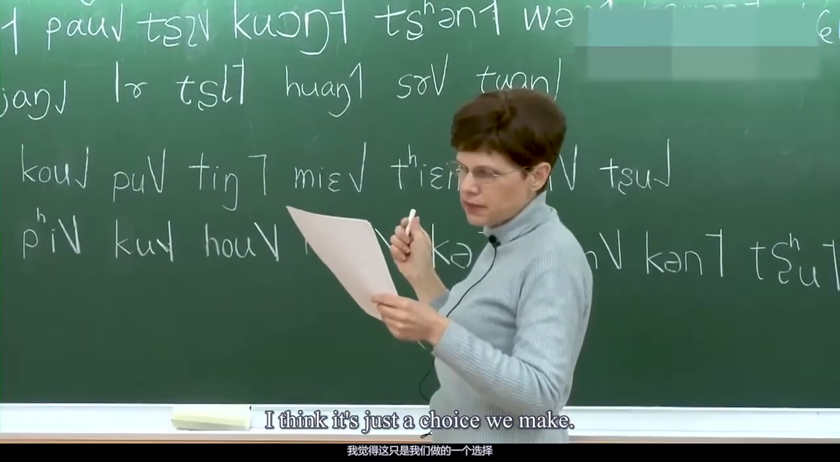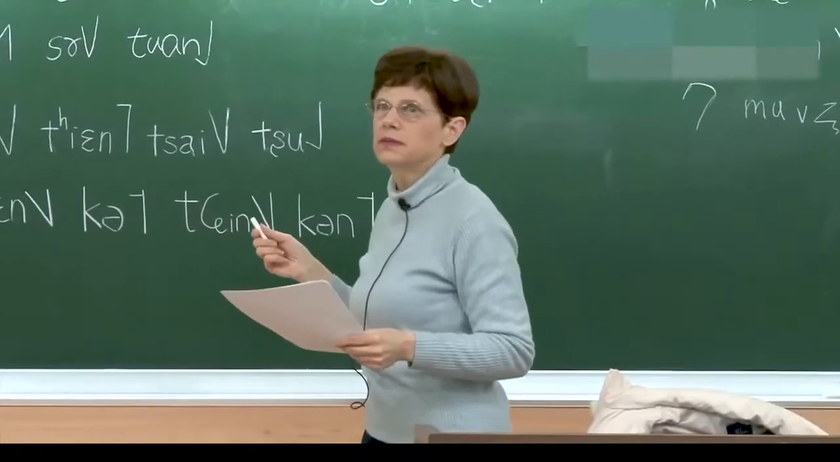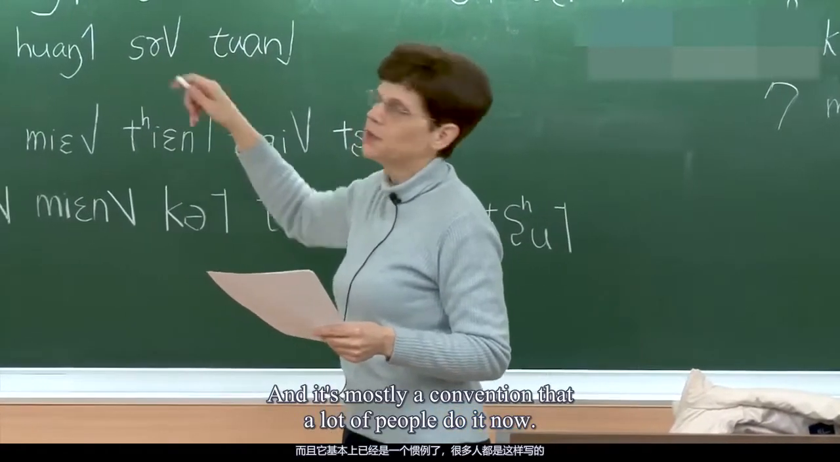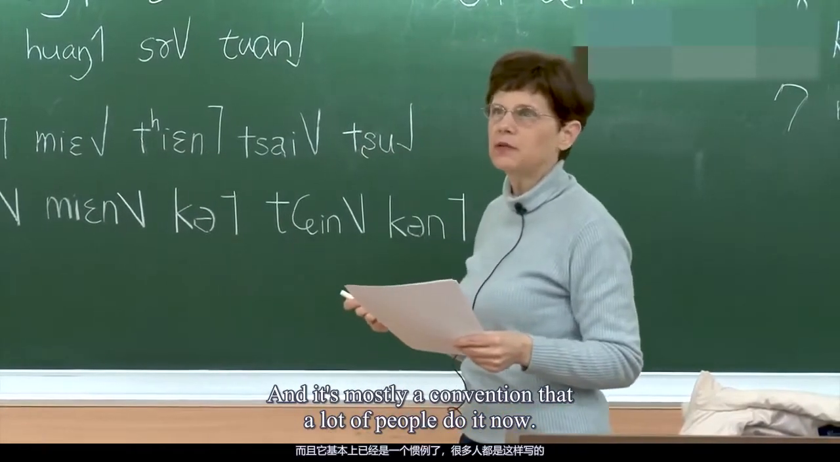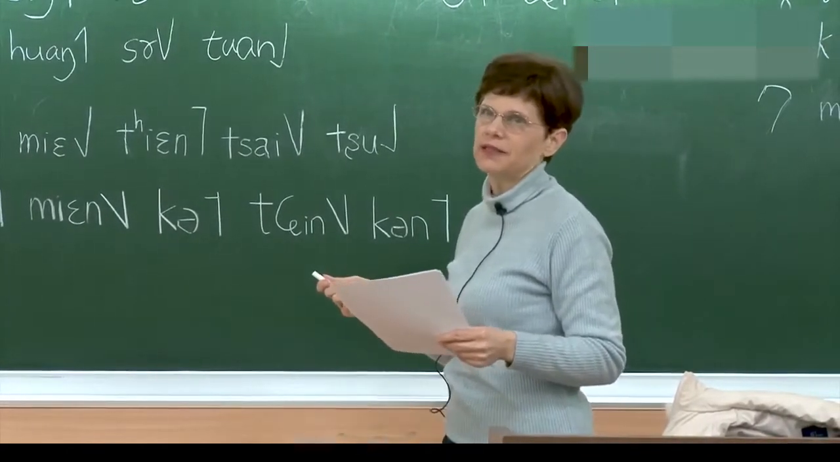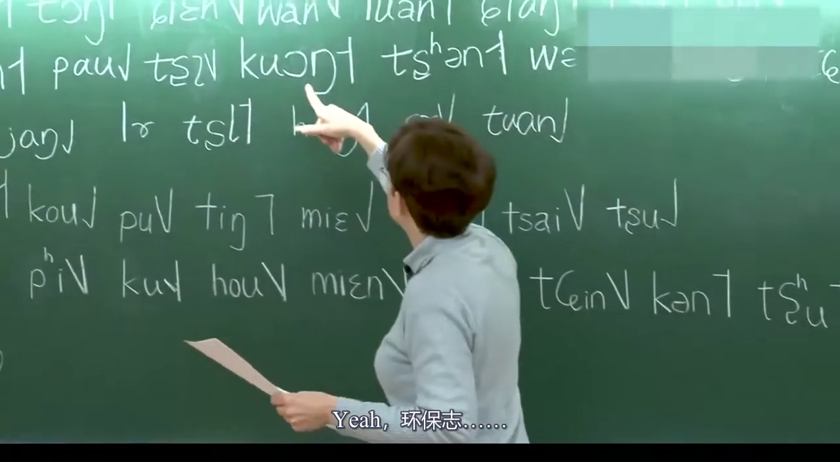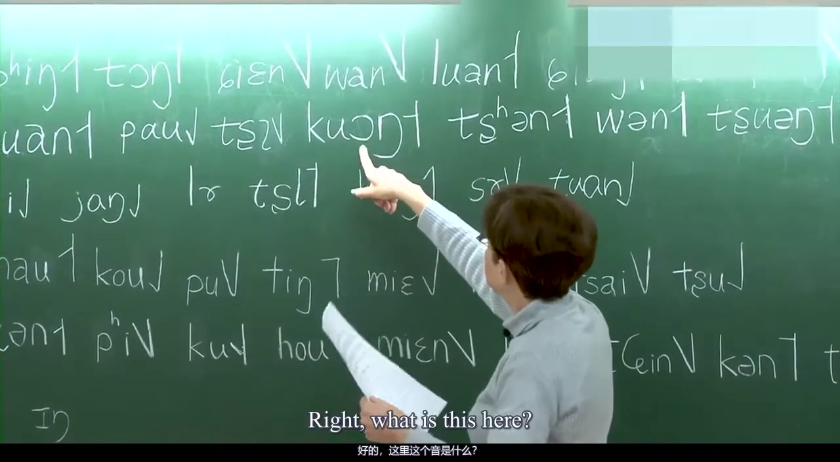I think it's just a choice we made. Bao. I think it's closer to u. And it's mostly a convention that a lot of people do it now. I just don't think o is accurate. 我觉得 u 还比较有代表性. Yeah. 环保制. Right. What is this here?